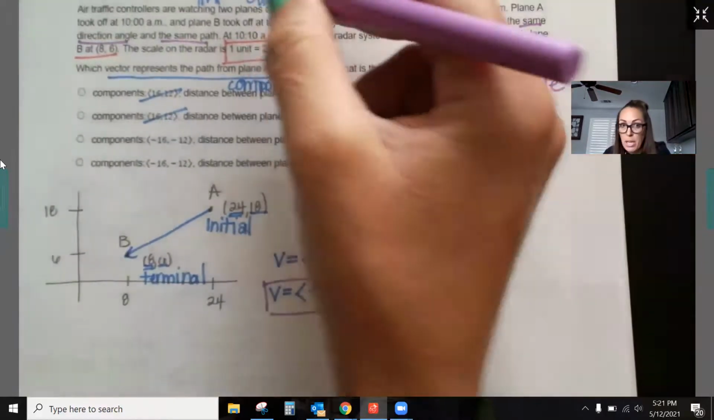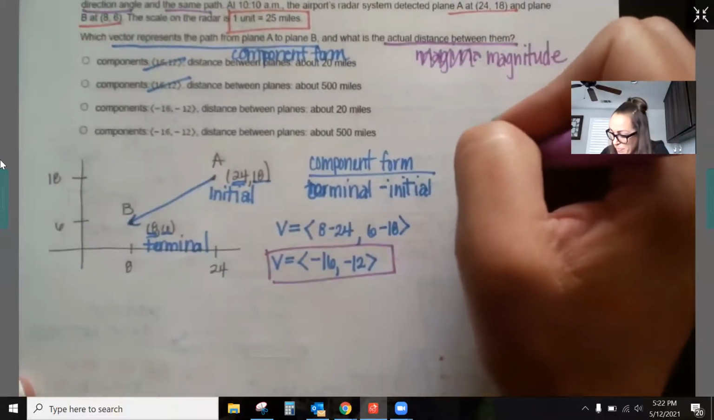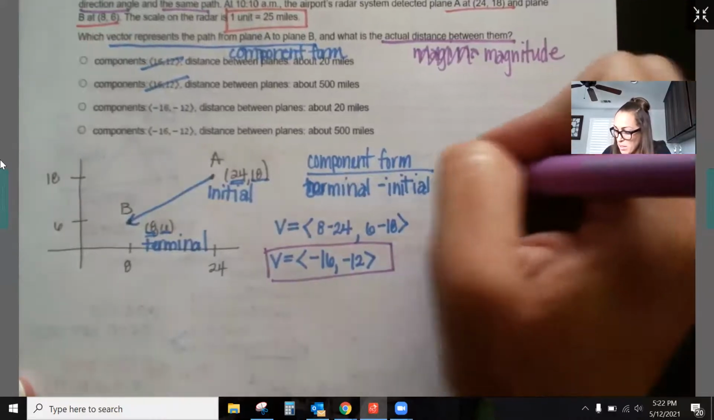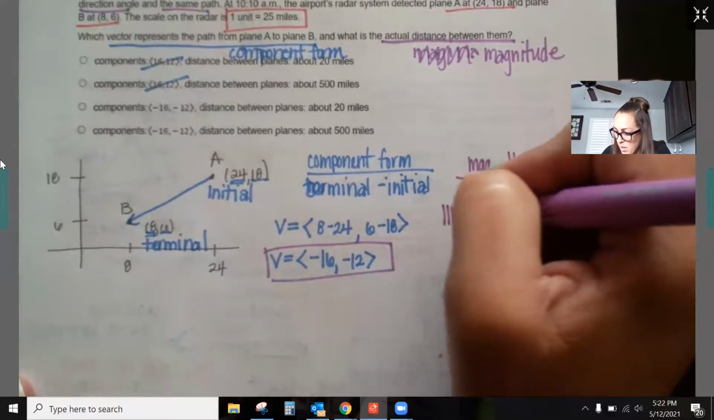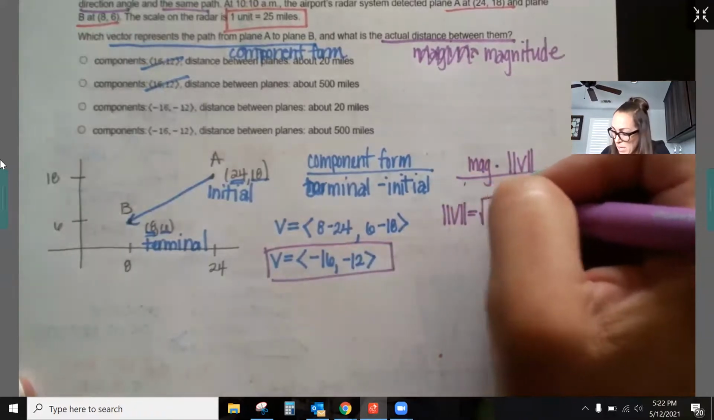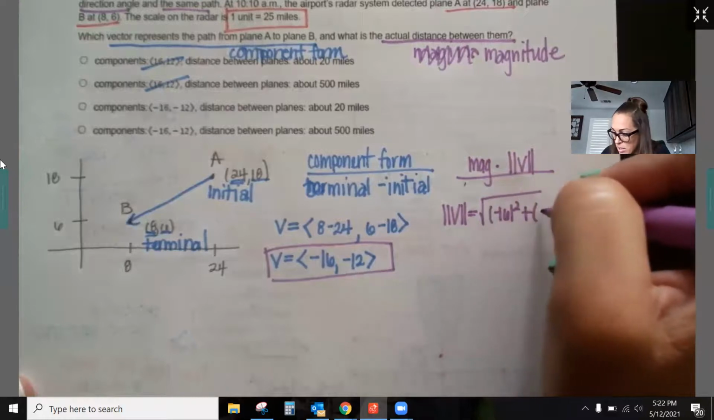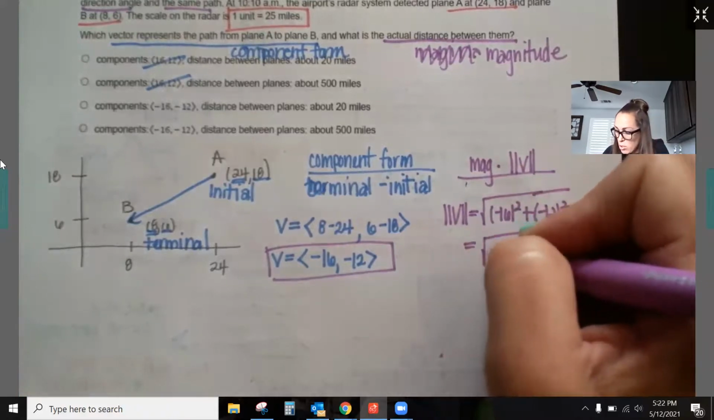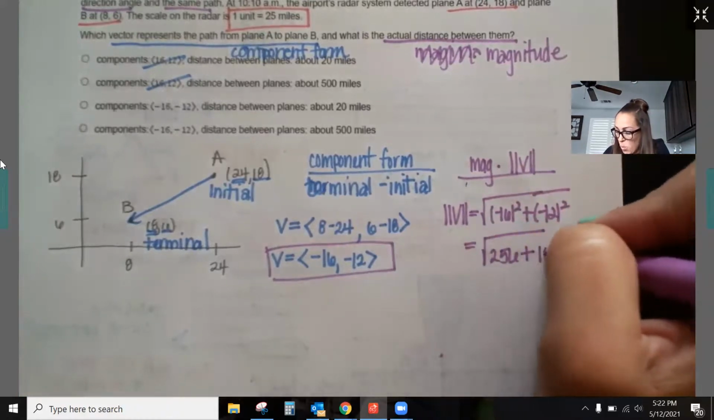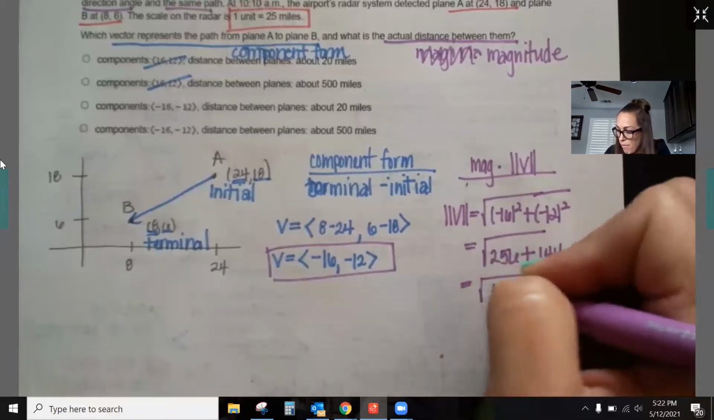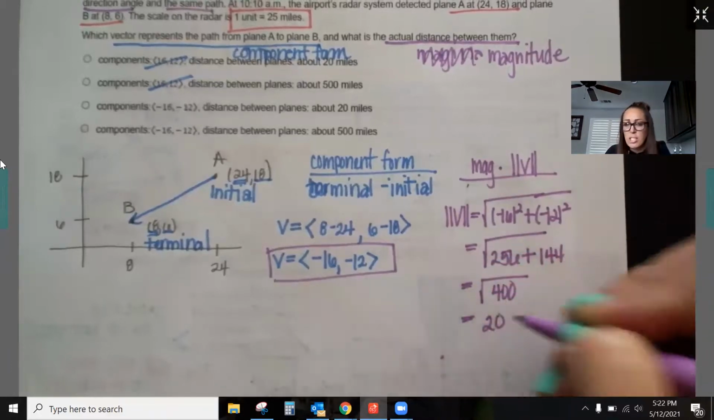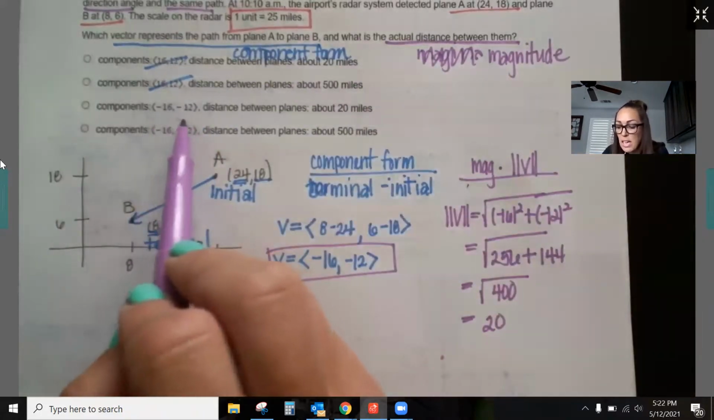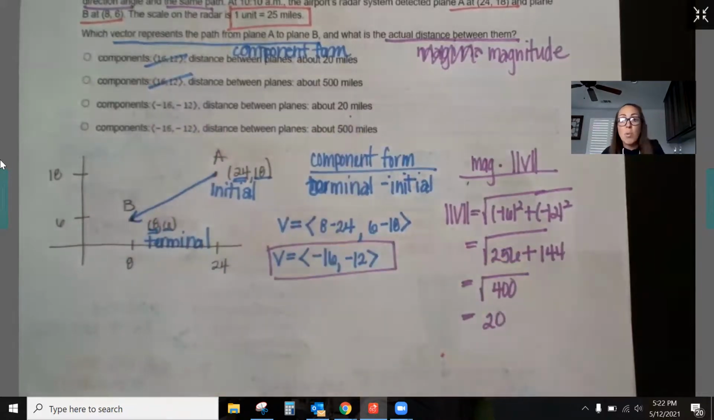So just like we did up here, the magnitude of my vector v is going to be: I squared the first term, so -16 squared, and added the square of the second term, 12 squared, and I get the square root of 256 plus 144, which is the square root of 400, which is so pretty, and it's just a value of 20. And I look up here and I'm like, oh, sweet, here's my <-16, -12> and my 20. And most of you guys will run and pick that answer.